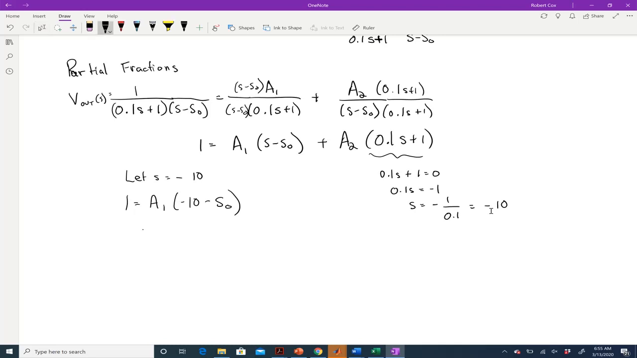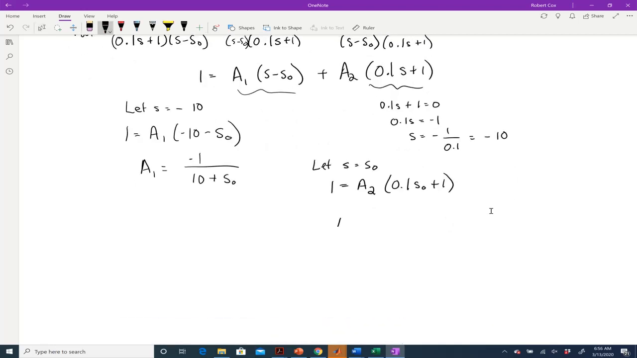So in this case, a1 is equal to negative 1 over 10 plus s naught. Okay? All right. Well, what about a2? Well, for that, I would say let s equal s naught. Then this term over here would go away, and I would have 1 equal to a2 times 0.1 s naught plus 1. And I'd have a2 equal to 1 over 0.1 s naught plus 1.